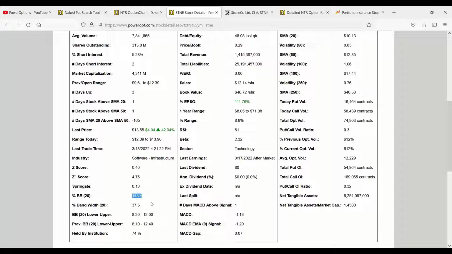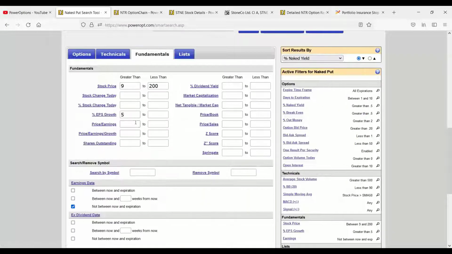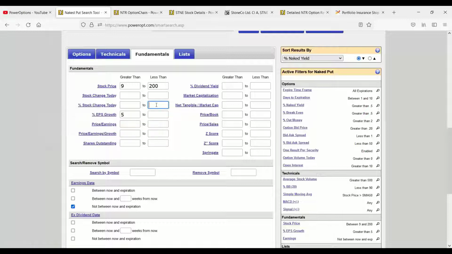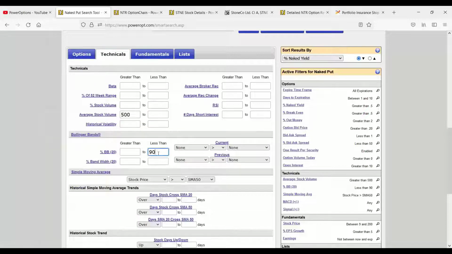But here you see the percent BB20 is at 143. So I don't want to see anything that's had that large spike suddenly and just gapped up above that in that case. So one more time, ways to restrict it for a sudden move on the day: percentage stock change today, or even monetary, but as you saw, the percentage stock change today is better. You can keep that below 15 or below 10%. Using the Bollinger Bands there, percent BB20 specifically, to restrict it to be under that 90th percentile is another approach that you could use.